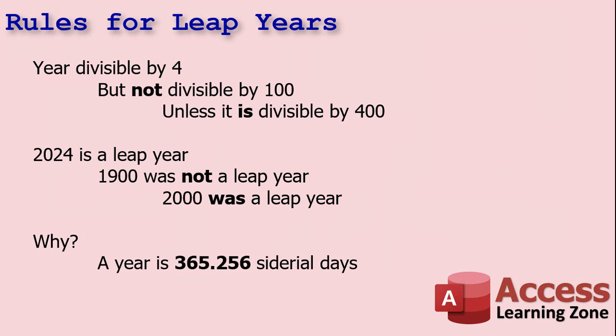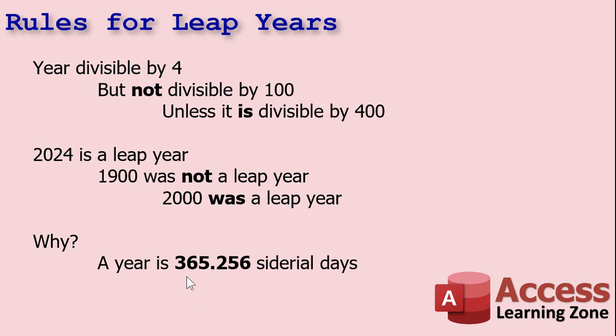All right, let's take a quick second and review the rules for leap years. To be a leap year, a year has to be divisible by 4, but not divisible by 100. So century years usually aren't leap years, unless that year is also divisible by 400. So for example, 2024 is a leap year because it's divisible by 4. 1900 was not a leap year because it's divisible by 100, but 2000 was a leap year because that's divisible by 400.